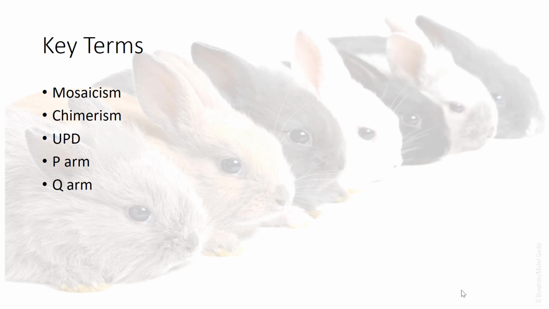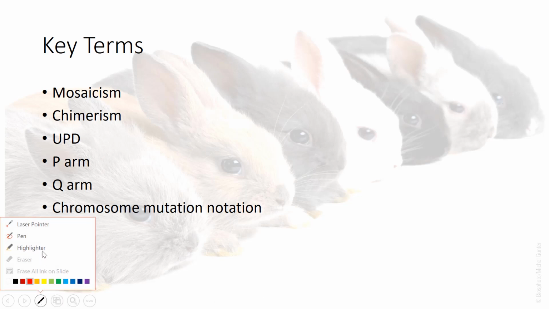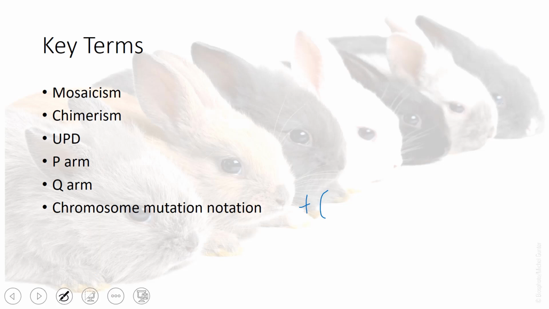But this is helpful for this next term, chromosome mutation notations. And in here, we can represent chromosomal mutations fairly quickly and fairly easily. And so the ones that are going to come up in the paper that we're going to discuss on Friday are this notation here and this notation here.